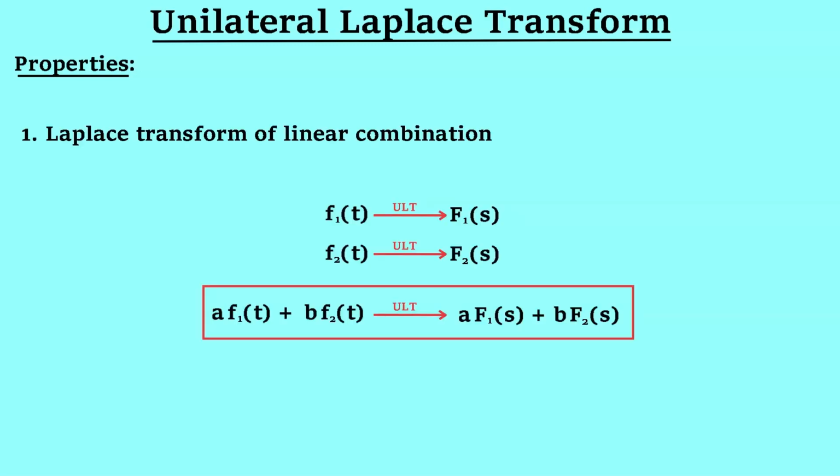The first property is the Laplace transform of a linear combination of two separate functions f1(t) and f2(t), being multiplied by constants a and b respectively. The unilateral Laplace transform of this combination will be simply a times the Laplace transform of function f1(t) plus b times the Laplace transform of function f2(t).